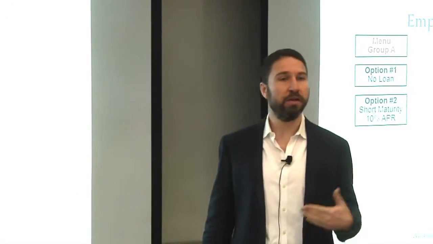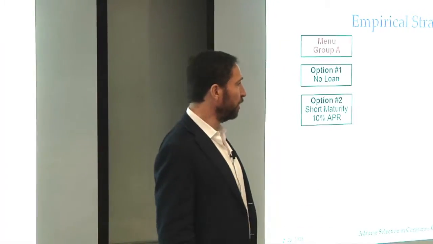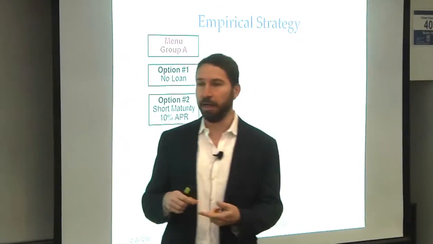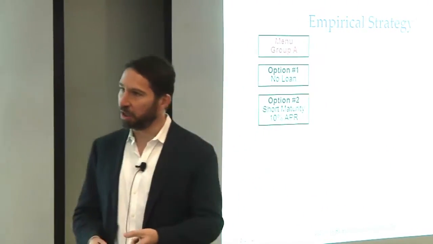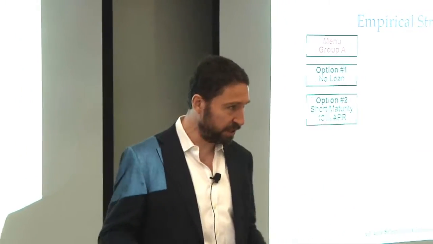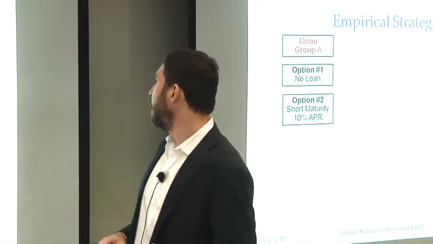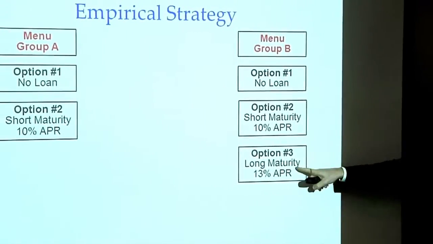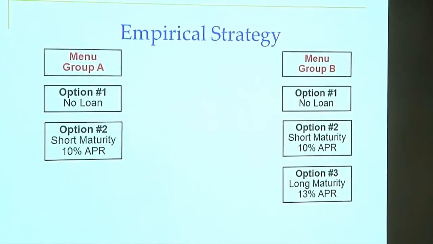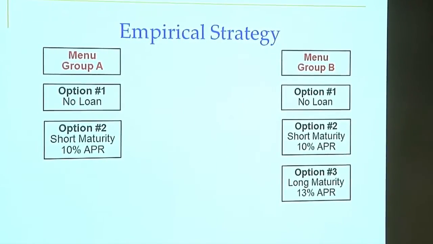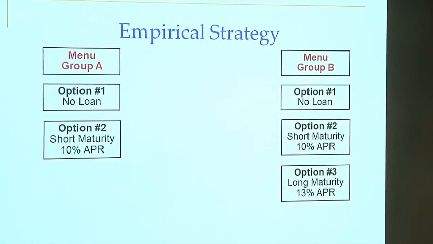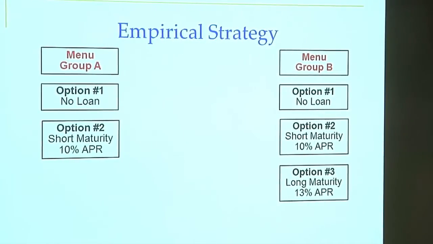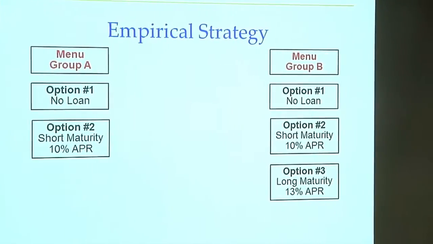Now suppose we took another observationally equivalent set of borrowers, so the same FICO scores, same state, same income, and so on and so on. We're going to see all these things in the data and control for those. And we offered them exactly the same choices, and we offered them one more option, okay? We also offered them a long maturity loan at a higher APR, so say 13%, okay? And that's roughly the premium you have to pay in our data for a longer maturity loan, okay?